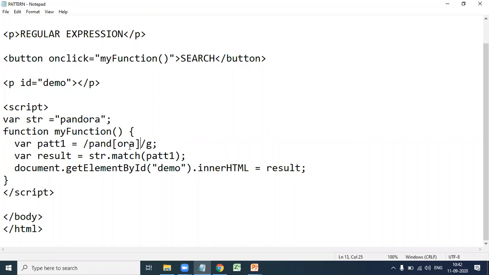So here, does pond of square brackets of ORA match Pandora or not? Give your answer. Is it matched or not? Pond of square bracket of ORA is equal to Pandora or not? Matched or not? One of you respond in the chat box.